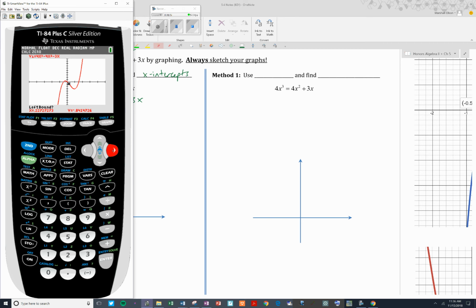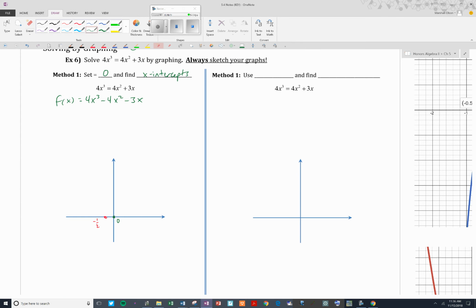I got to get a little bit closer here. So make sure you are to the left of that 0. Okay, so I got to be to the left of right there, which I am. I'm going to hit enter. Now I'm going to get to the right of that 0. I'm going to hit enter. Make sure that your x-intercept is somewhere between those lines. Get a little bit closer and hit enter. Our third 0 is 1.5 or 3/2.